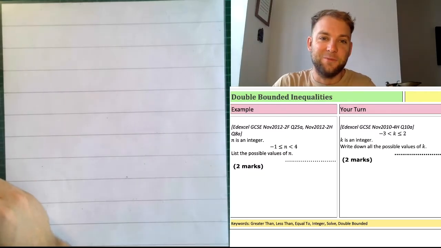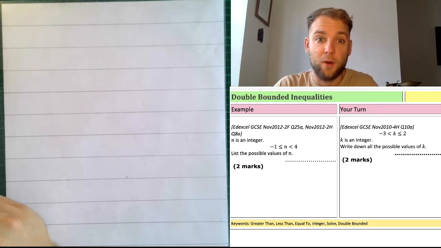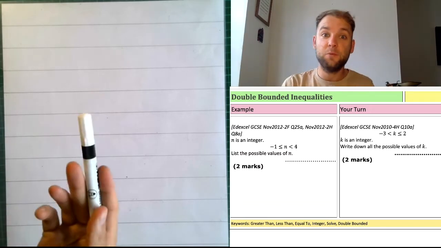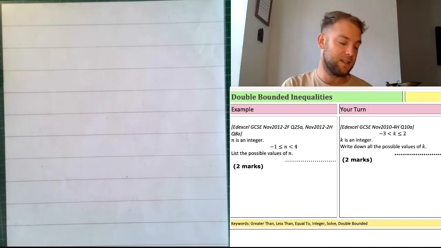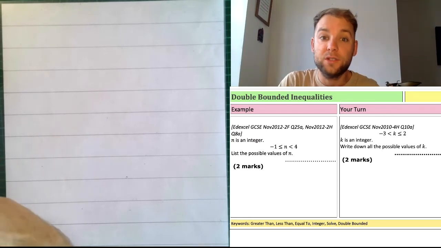Welcome to today's lesson, which is on double-bounded inequalities. First of all, we're going to start off with understanding what an integer is. Now, if you've seen one of the earlier videos, we have actually spoken about this. An integer is any whole number, positive or negative.